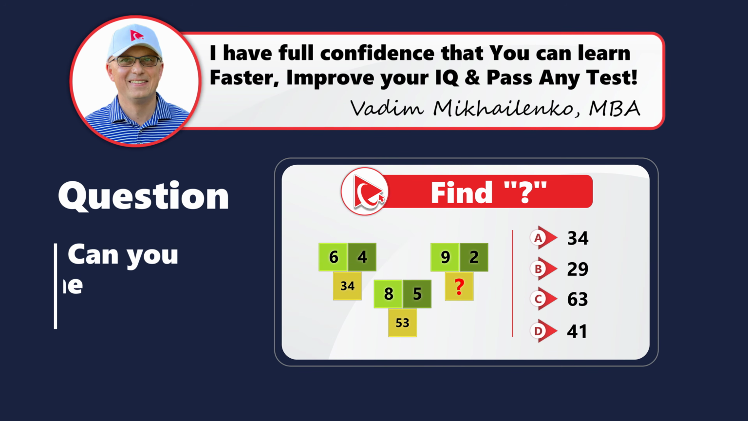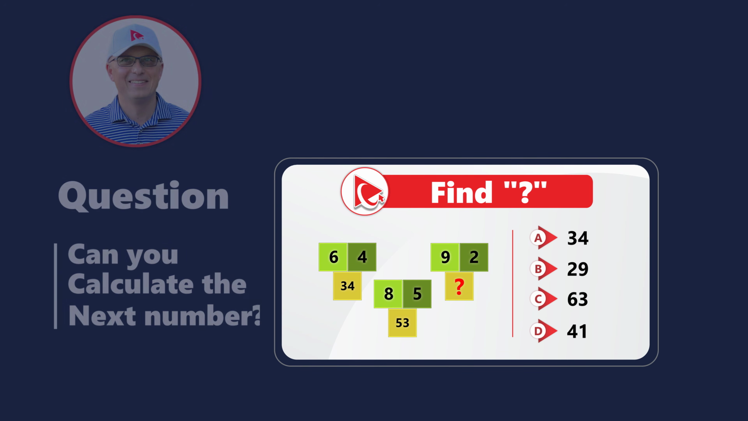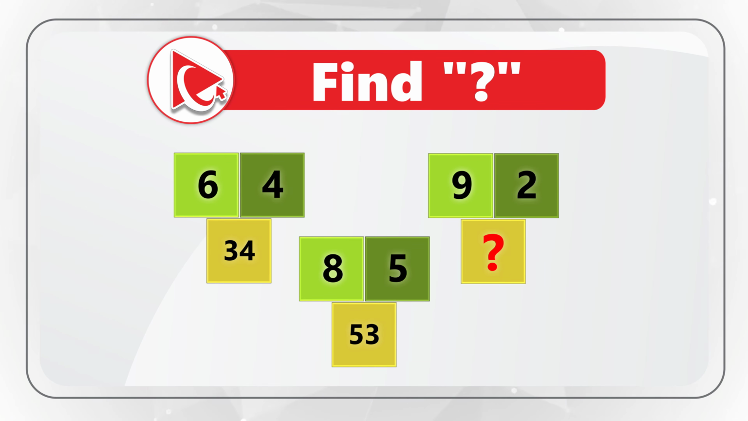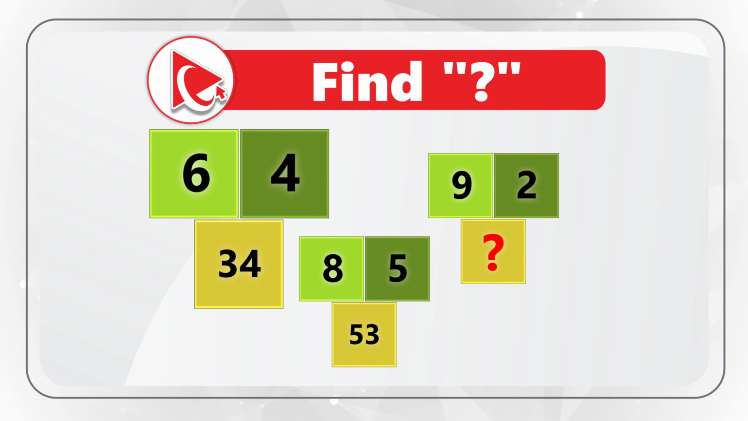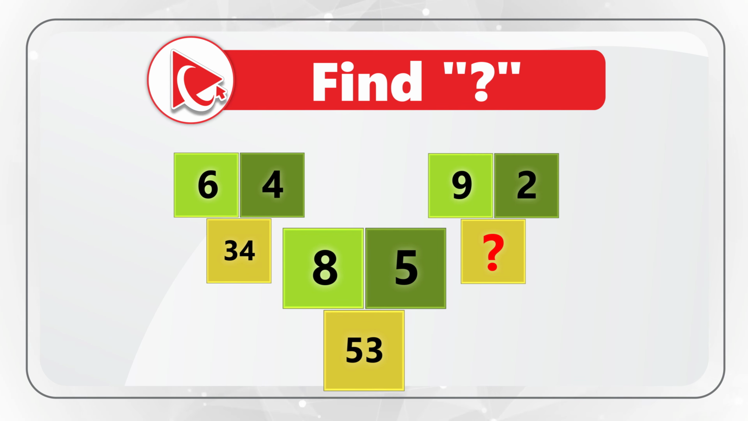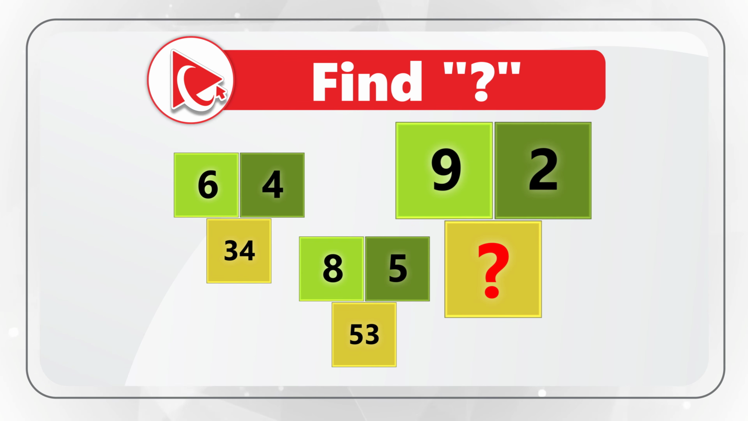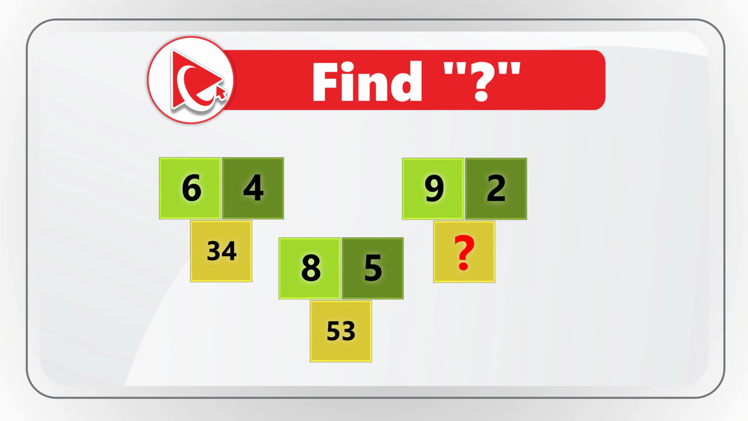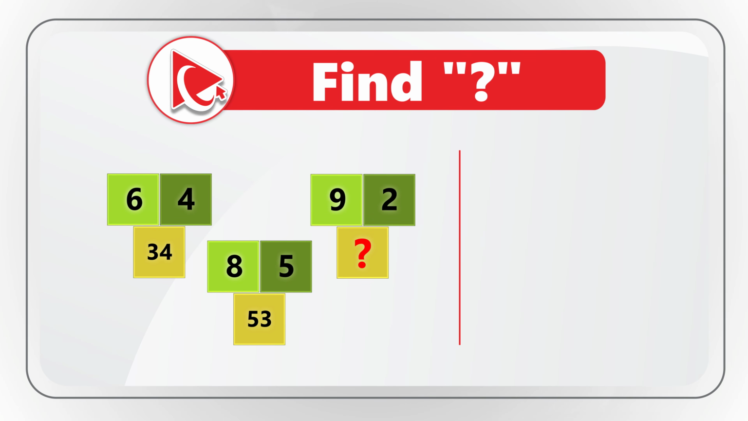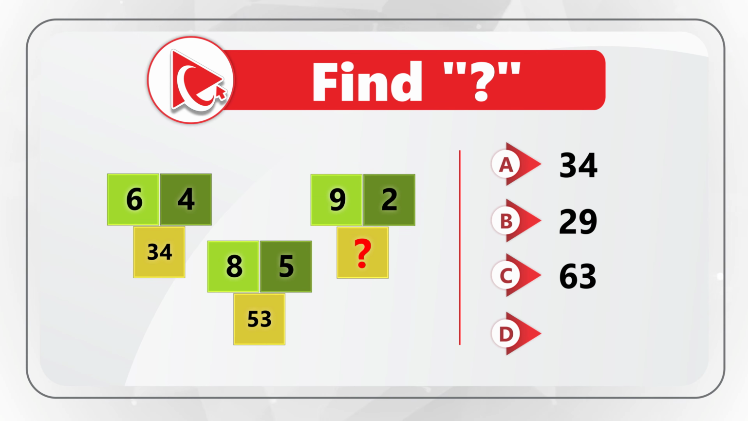Most likely, you will not be able to pass the test without getting a question similar to this one. You're presented with the 3 sets of numbers. Each set has 3 numbers in the group, and 1 number is missing. The first set has numbers 6, 4, and 34. The second set has numbers 8, 5, and 53. And the last set has numbers 9, 2, and the final number in the third set is missing. You need to calculate the missing number and select it out of 4 possible choices. Choice A, 34. Choice B, 29. Choice C, 63. Choice D, 41.